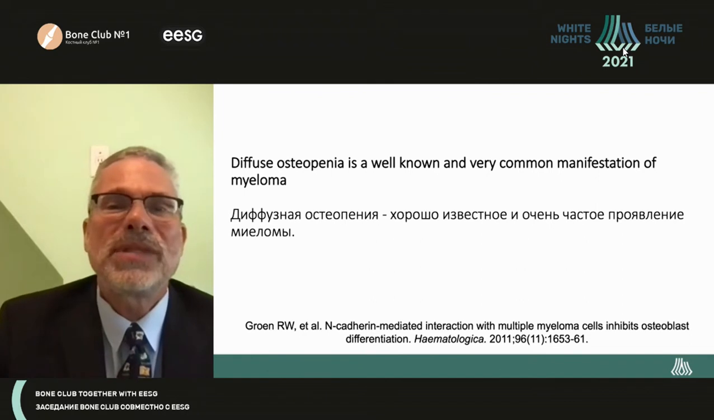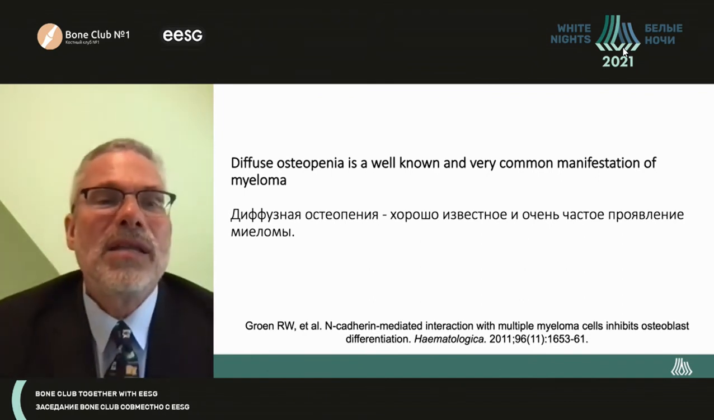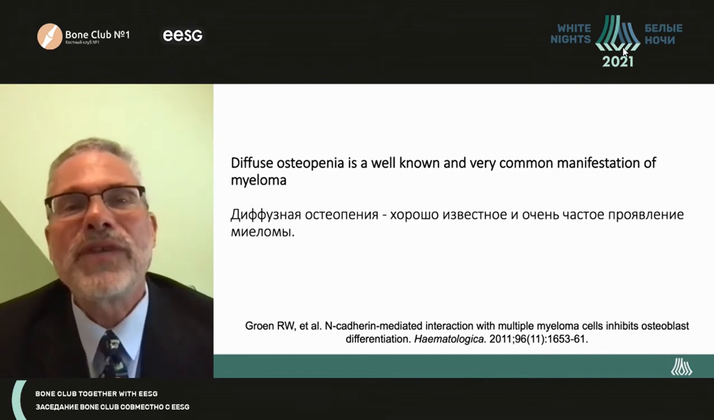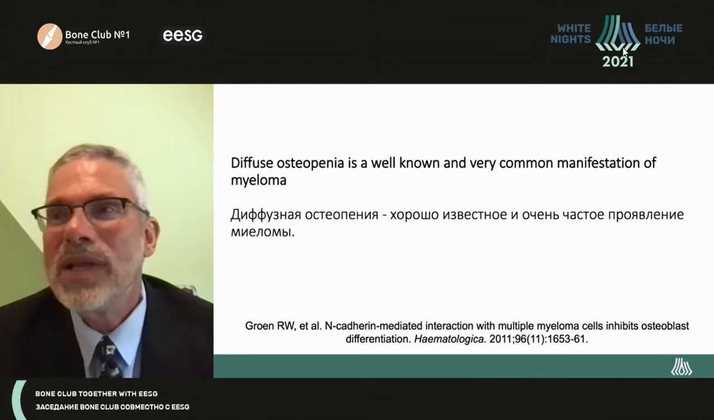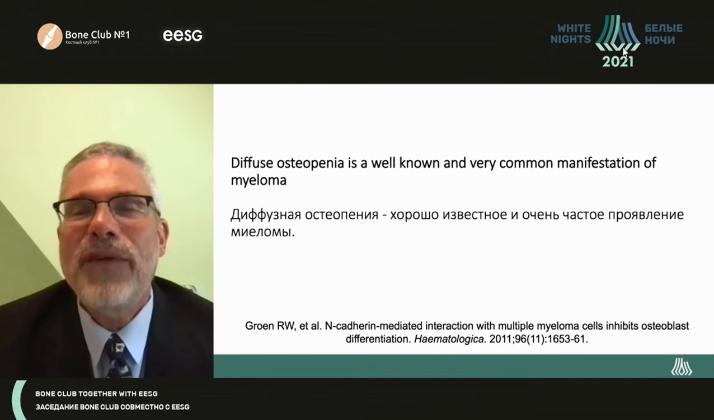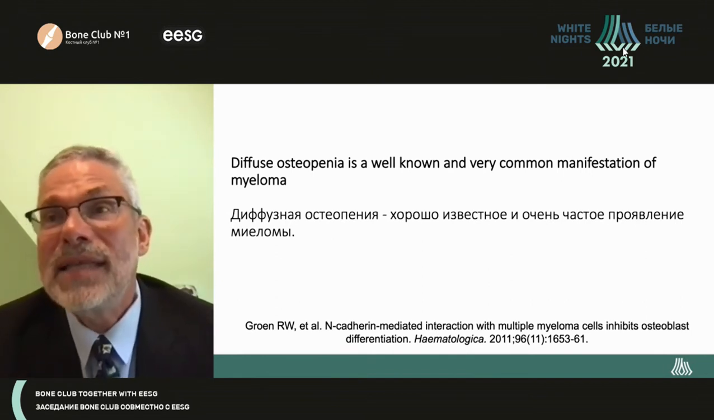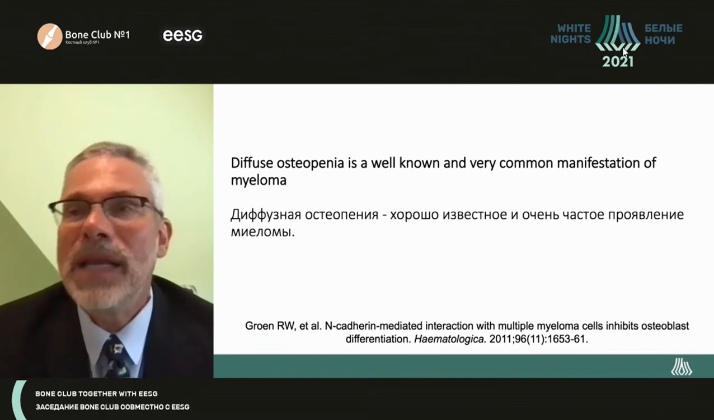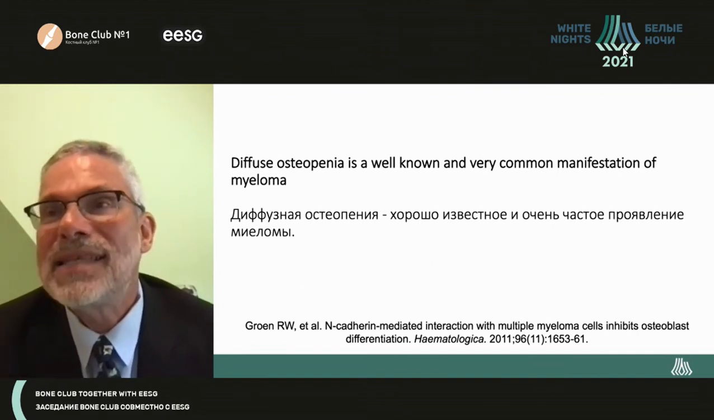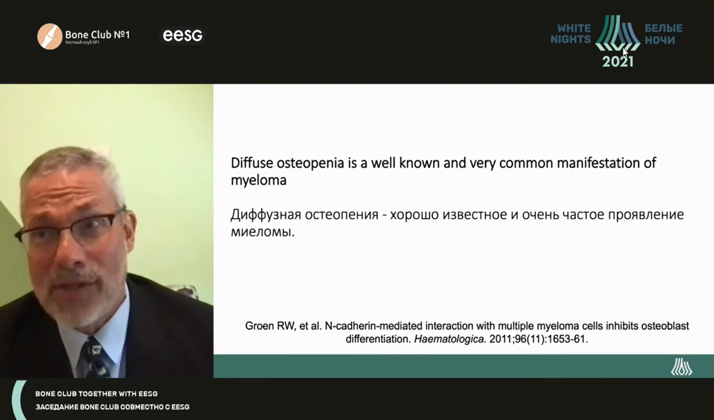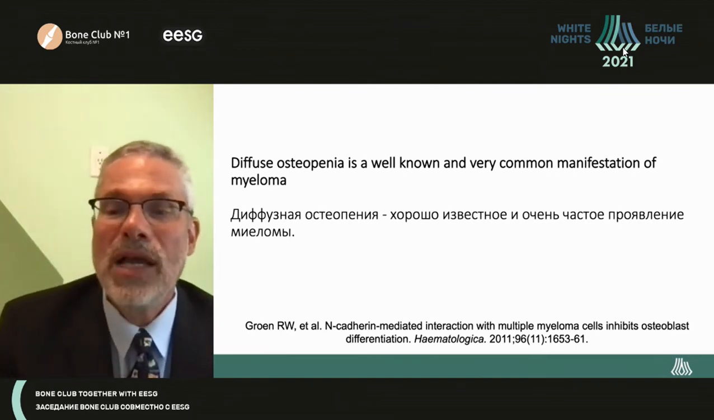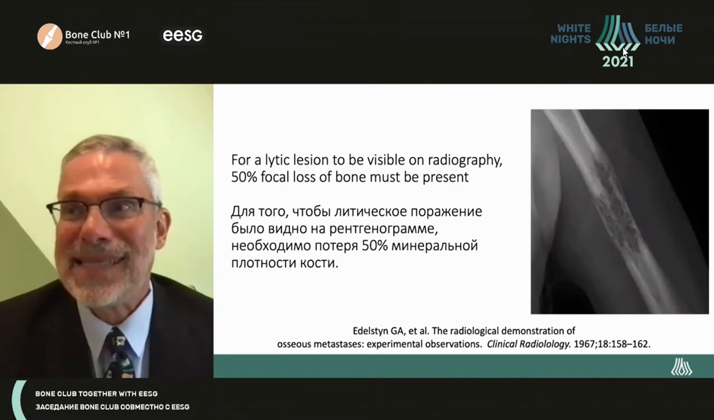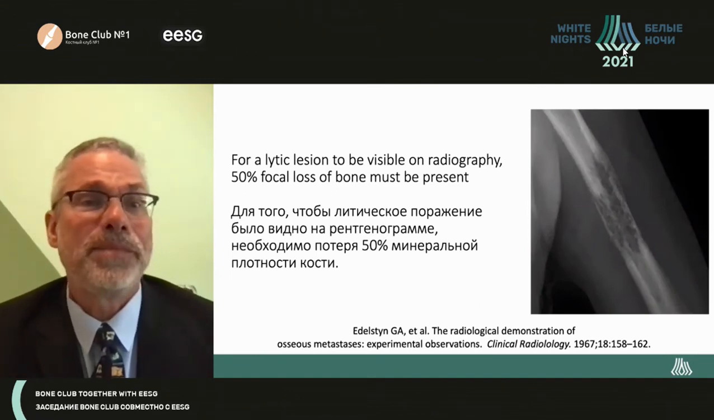And now to some teaching points about myeloma. Diffuse osteopenia is a well-known and very common manifestation of myeloma. So when screening for myeloma, the fact that there is osteopenia is already a sign of myeloma. The problem is that the most common age group of myeloma is the age group where osteopenia is also common. And so even though osteopenia is a common presentation, it's not helpful as a differentiator.